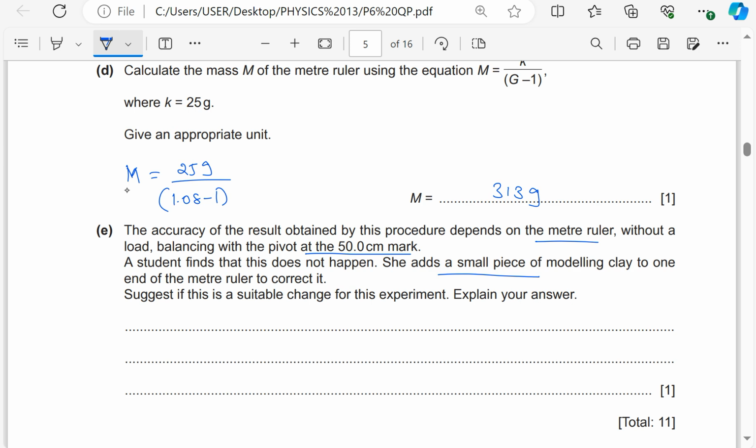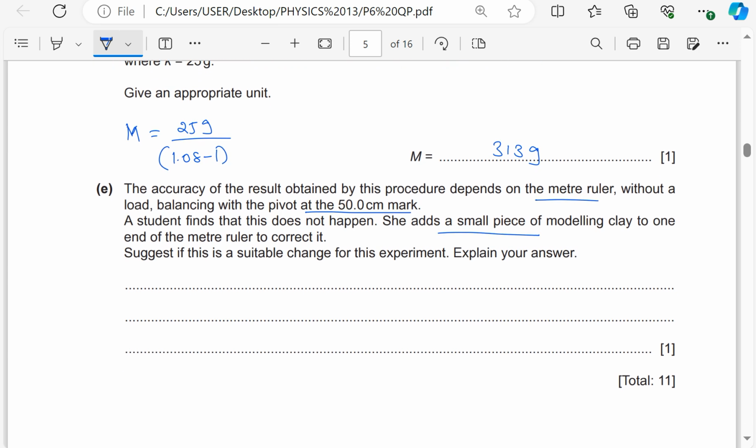So there are two ways to think about this. Either one, you can say no, because the mass of modeling clay would increase the mass of the meter rule, so it's not a suitable method. Alternatively, you can say yes, because if it is a small piece, then its mass is only a very small percentage compared to the mass of the meter rule, so it doesn't affect the results. So you have two ways of answering this. You can say no, because the mass of modeling clay increases the mass of the meter rule. You can think about it like that.